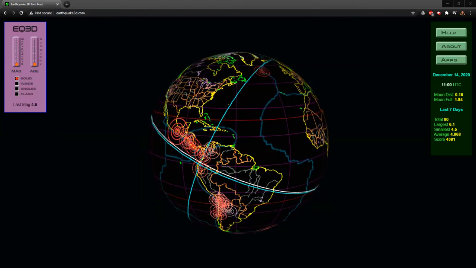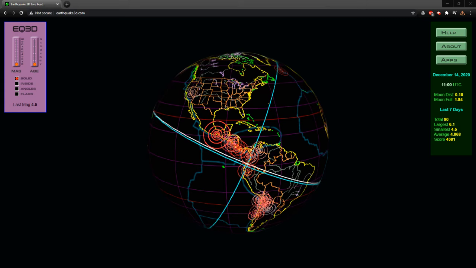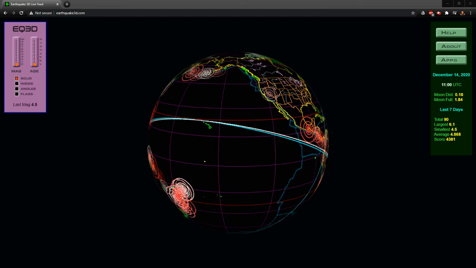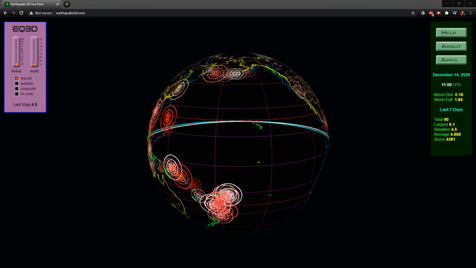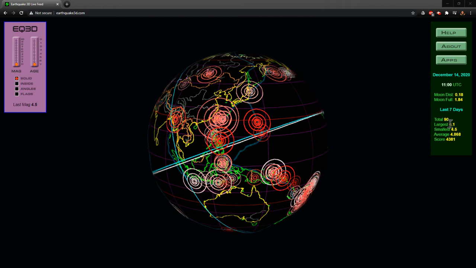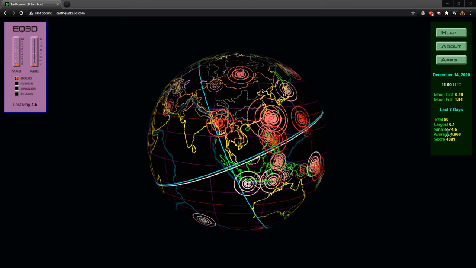Williams, and what we're looking at here is an earthquake map. And so you can see on this earthquake map, well, obviously, it's the Earth, but you see some fault lines, and you see these concentric circles, circle within a circle. Well, these are the earthquakes that have happened in the last 7 days. If you look over to the right at the bar, you can see that in the last 7 days, there's been 90 earthquakes on Earth. And the largest one was a 6.1, and the smallest one was a 4.5. So a pretty cool thing to look at.